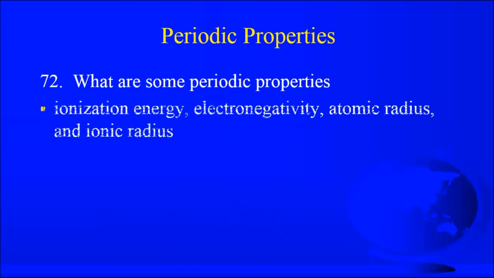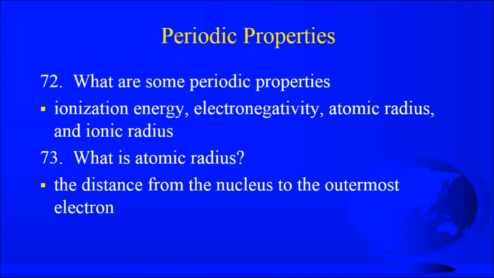All right, here are some periodic properties that we're going to look at: ionization energy, electronegativity, atomic radius, and ionic radius. Today we're going to focus in on atomic radius. Atomic radius is the distance between the nucleus and the outermost electron. The distance between the nucleus and the outermost electron.